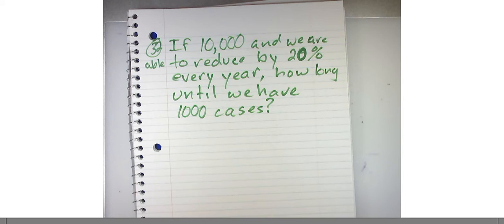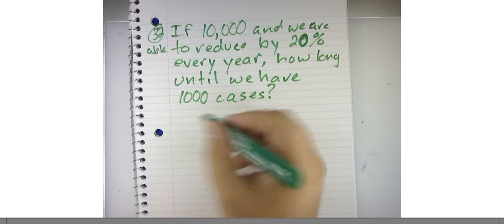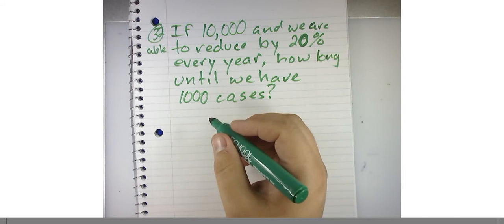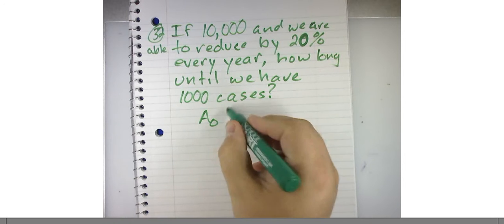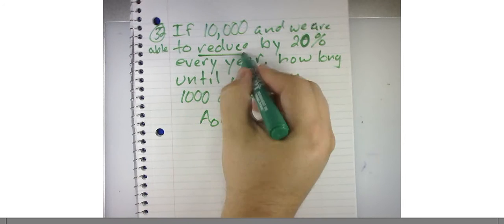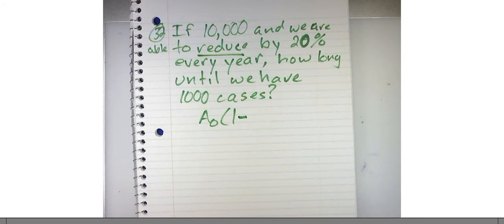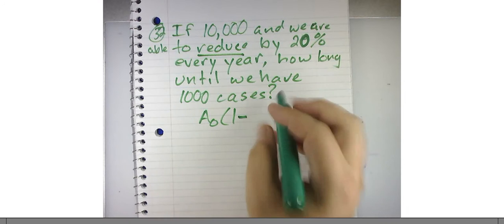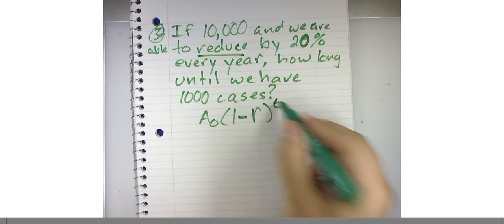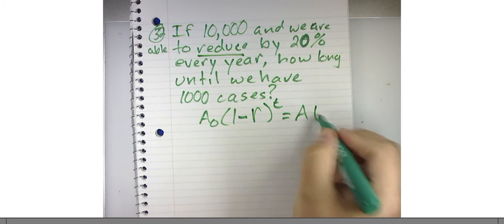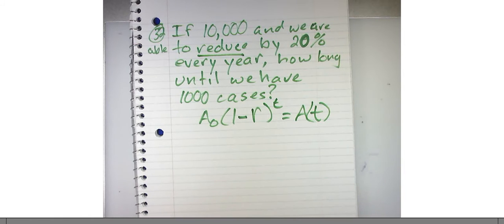Well, this is an exponential problem because we're decreasing by the same rate every time, so we're going to change this just a little bit. Because we're reducing, normally we would put 1 plus the rate of change, but now because we're decreasing, it's going to be 1 minus the rate of change raised to the t, and that gives us the total amount as a function of time. Alright, so now let's plug some things in there.